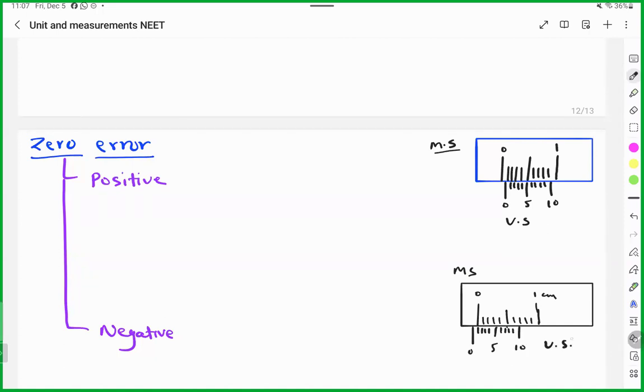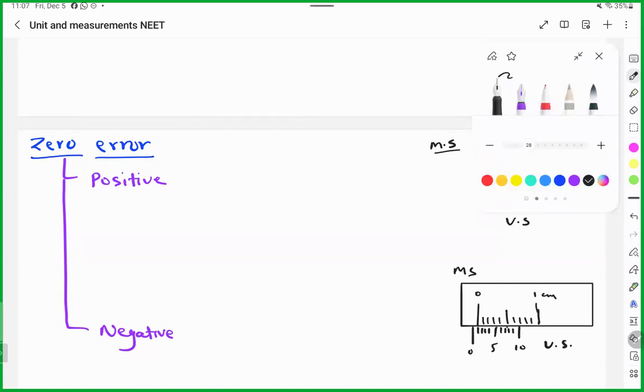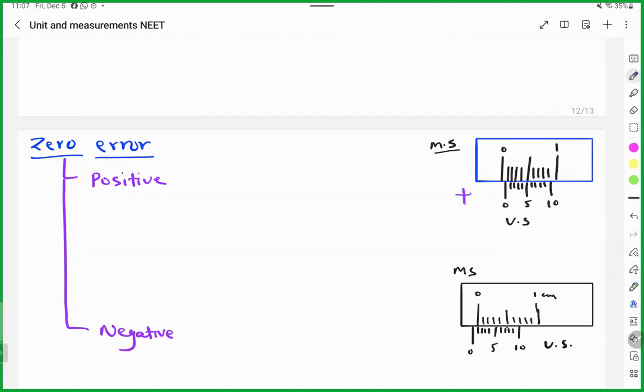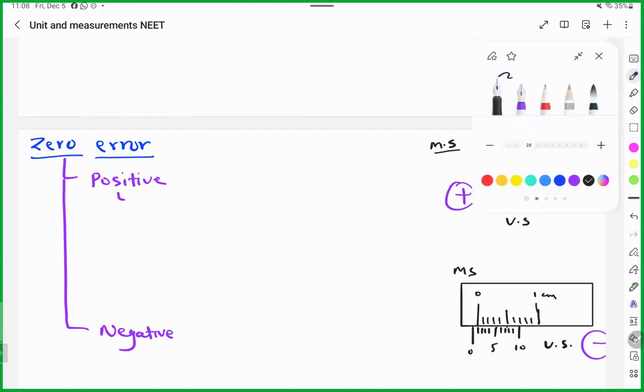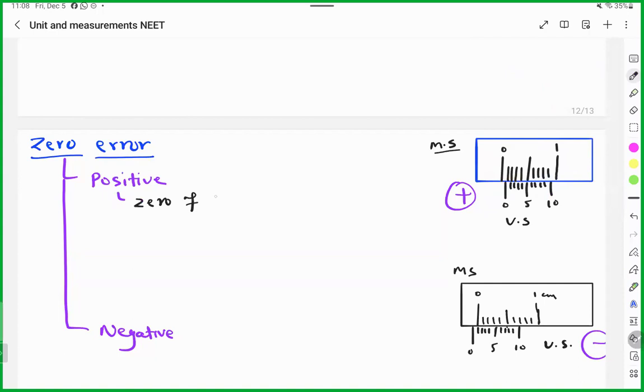This is the Vernier scale. This will be known as the negative zero error, and the above one will have positive zero error. This is positive zero error. This one is negative zero error. Any doubt, guys? No doubt, sir. So, in positive zero error, the zero of the Vernier scale will be on the right side of the main scale. Correct? In this case, the zero of the Vernier scale is on the right side of the main scale.